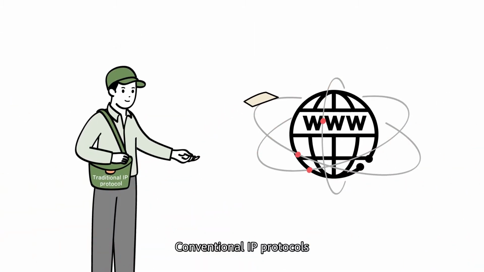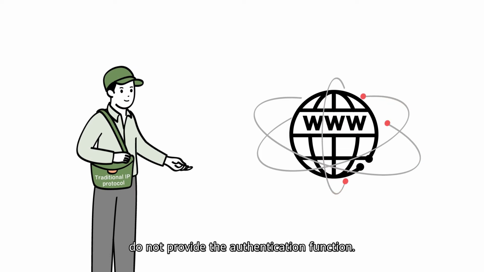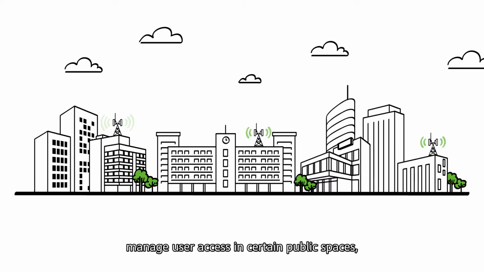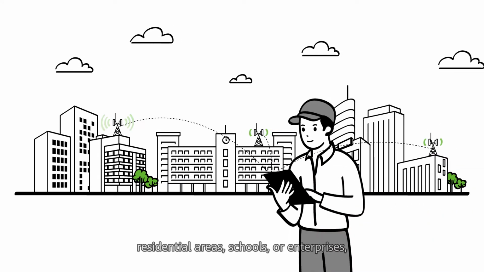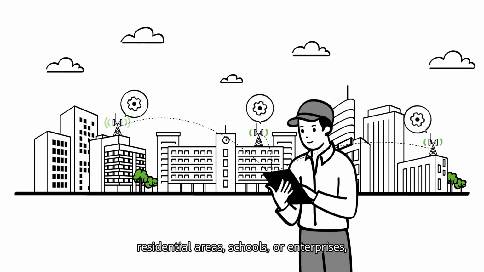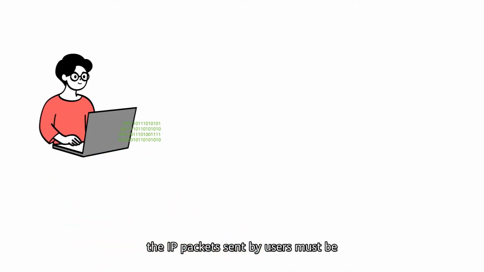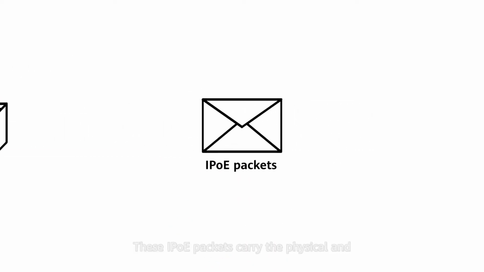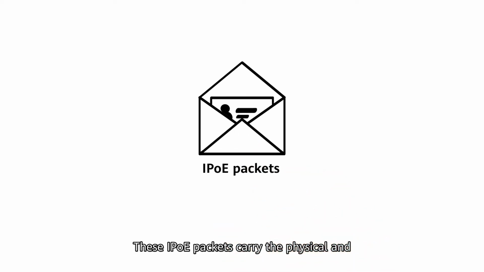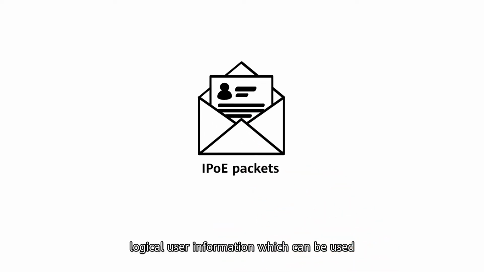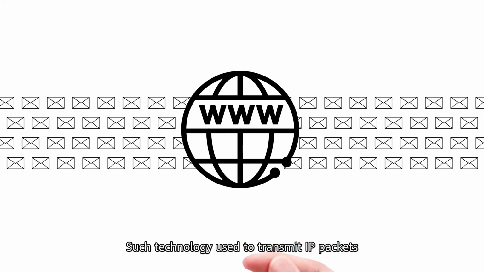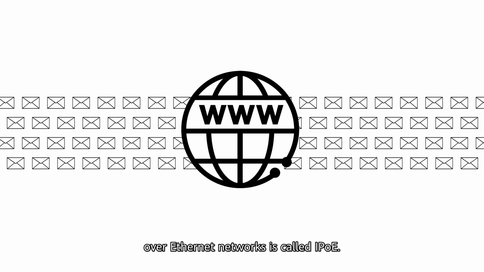Conventional IP protocols do not provide the authentication function. If carriers providing network access services need to manage user access in certain public spaces, residential areas, schools, or enterprises, the IP packets sent by users must be encapsulated into IPoE packets. These IPoE packets carry the physical and logical user information, which can be used for authentication and authorization. Such technology used to transmit IP packets over Ethernet networks is called IPoE.